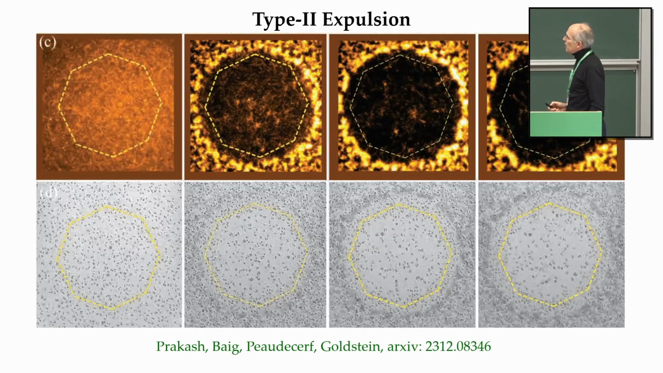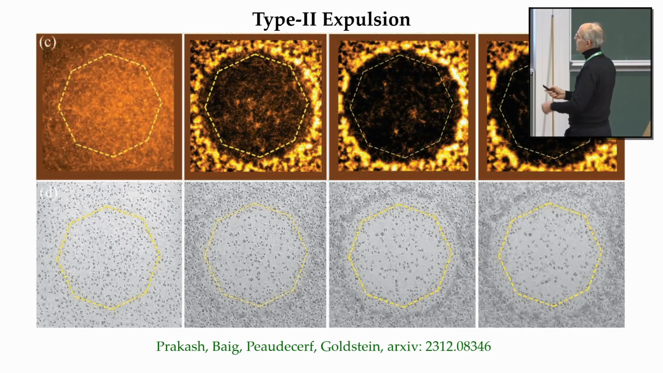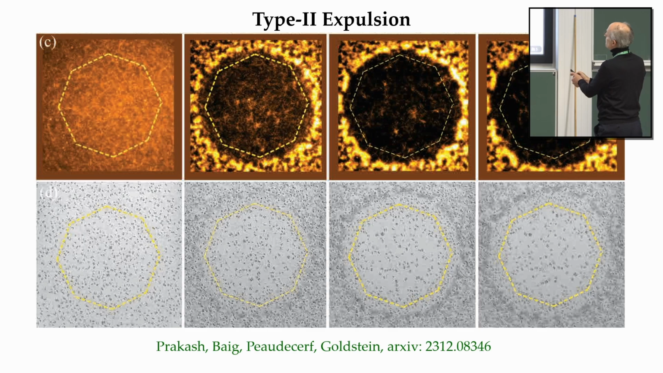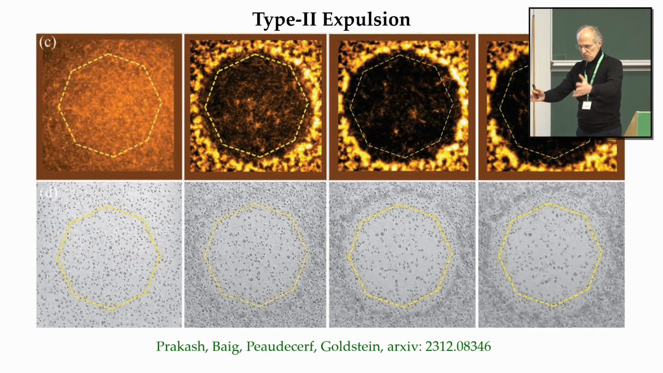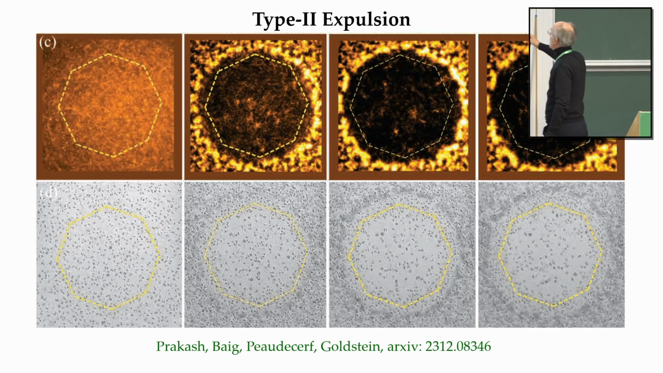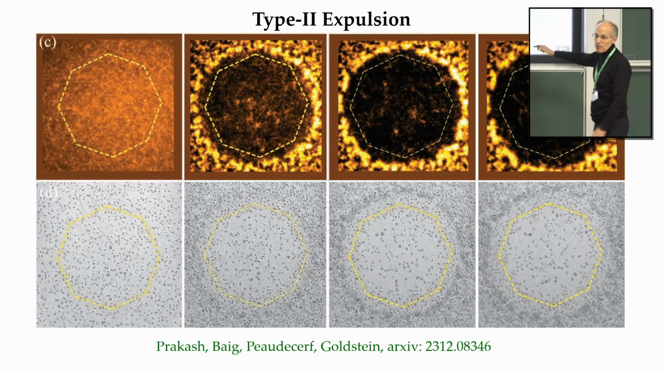But we also discovered, at much higher bacteria concentration, what we call type 2 expulsion, where it turns out that not only are the algae thrown out, but also a significant number of the bacteria are thrown out as well. So they rush in, some of them stay for a while, but many of them are actually expelled to a region around here, just outside the illuminated region, where they pile up at very high concentration.